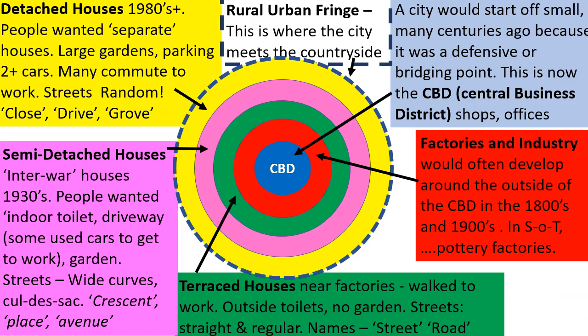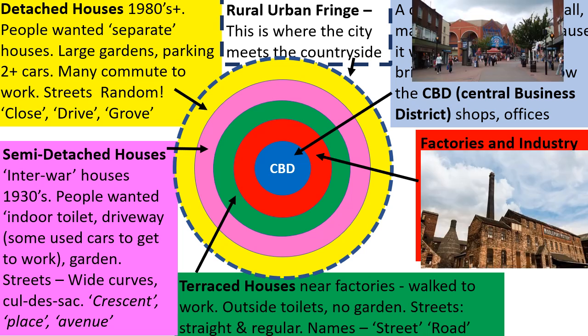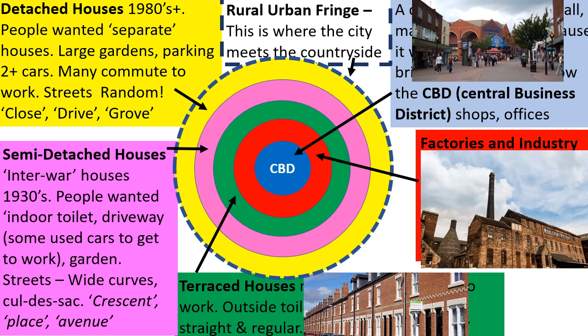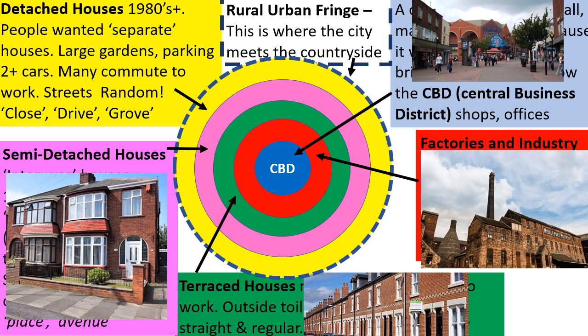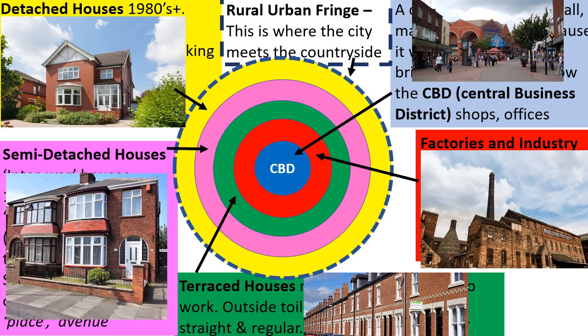We've got a summary here, so if you want to see those again, just click on this and press pause. So we've got the CBD in the centre. We've got the factories on the outside. We've got the workers' houses when the factories were built outside of that, so not far away, so workers could walk there. We've got semi-detached houses, 1930s, detached houses, and also on the edge we've got the rural urban fringe.